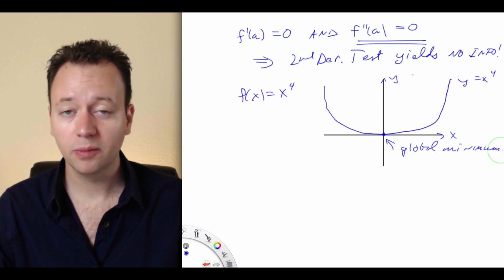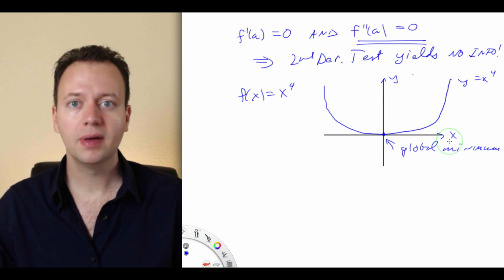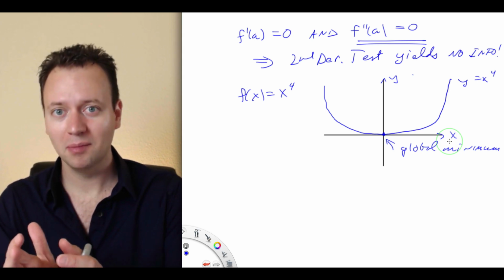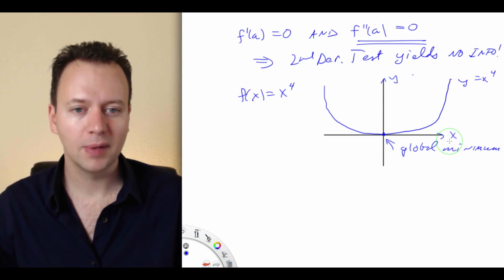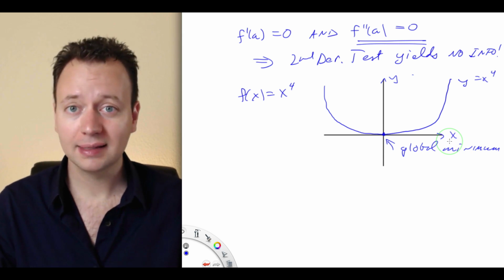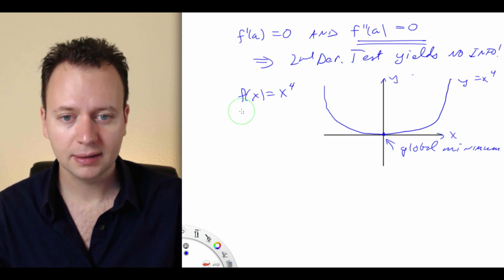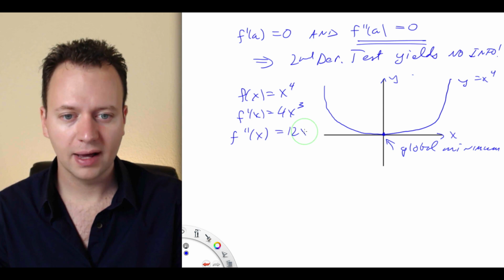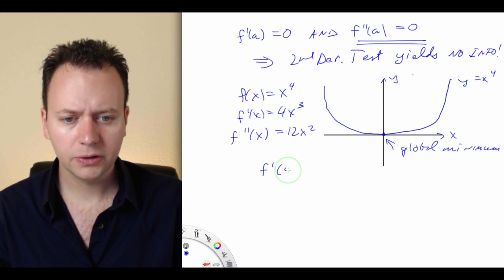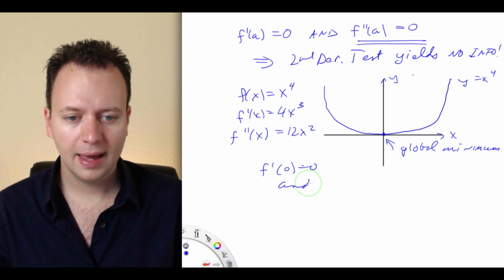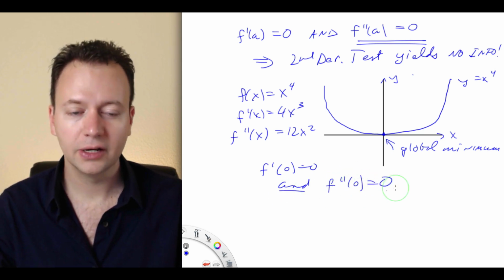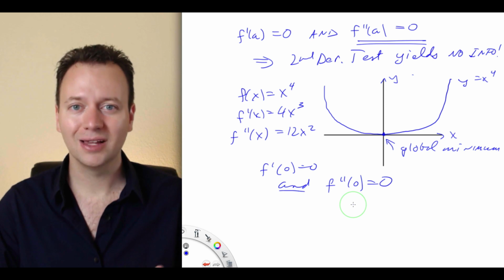It's also a local minimum because every time you have a global minimum, it must also be locally a minimum, right? You can't have something that's not locally a minimum, but is a minimum globally. That doesn't make any sense. So let's see what the second derivative test gives us. f prime of x is 4x cubed. f double prime of x is 12x squared. So f prime of 0 is equal to 0, so we know it's a critical point, and f double prime of 0 is equal to 0. So the second derivative test is giving us no information.